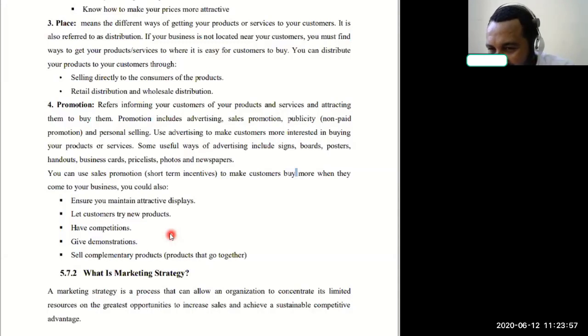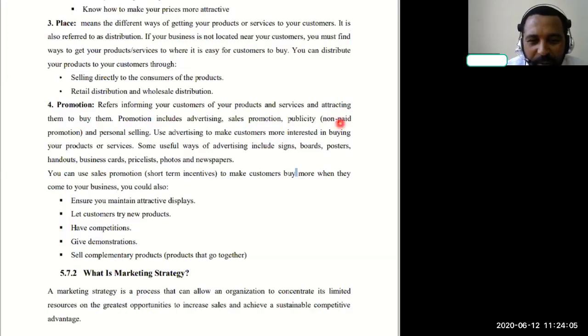So you are expecting some incentives for using a particular product. Anyone who is using sales promotion, or the users of sales promotion.